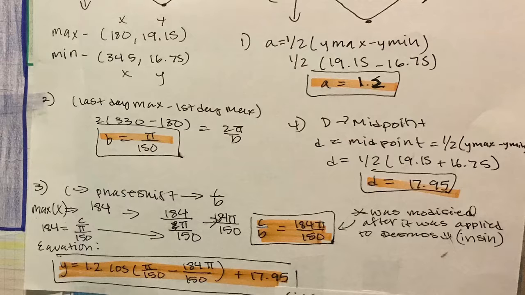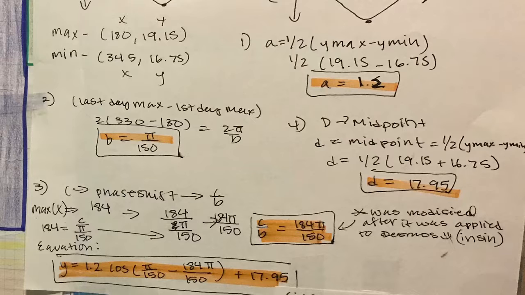To find c, I used the phase shift, which was c over b. I first got the maximum of x, which was 184, and divided it by our b, which was pi over 150. We ended up with 184 pi over 150. To find d, I used the midpoint formula, which was 1/2 y max plus y min. We ended up with d equaling 17.95. My final equation was 1.2 cosine times pi over 150 minus 184 pi over 150 plus 17.95.